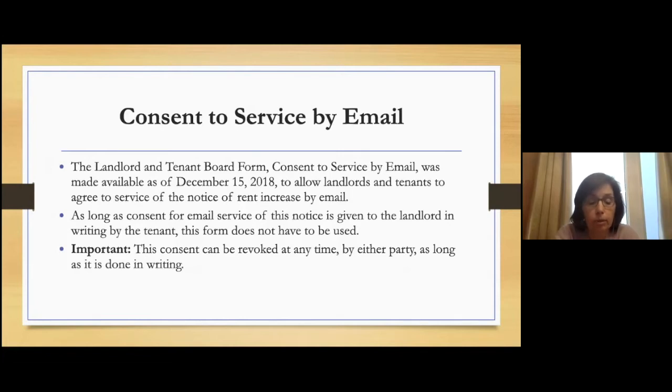It is important to note that the consent to service by email can be revoked at any time by the landlord or the tenant, as long as it is done in writing.